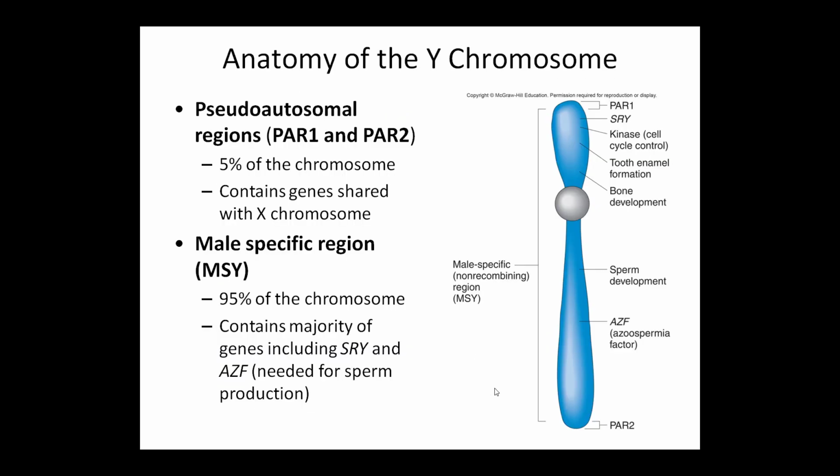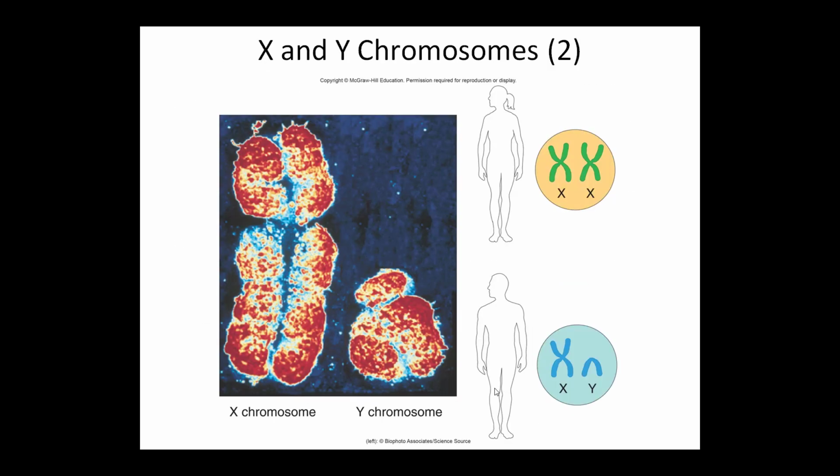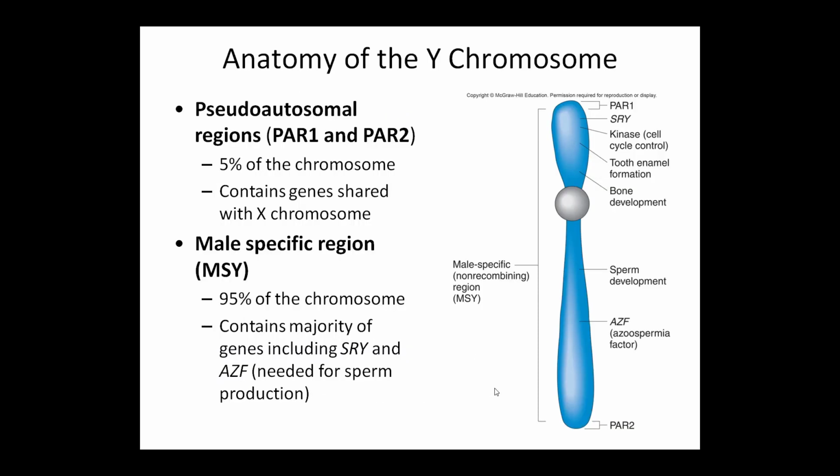And so here we have again a picture of an X and a Y chromosome. One question you might have: during meiosis, how do the X and Y chromosomes line up in males if they are so different? It turns out that on the Y chromosome and on the X chromosome, there are regions called PAR, pseudo-autosomal regions. These are the genes that are shared between the X and Y chromosomes. So in the PAR1 and PAR2 regions, you actually have genes which are shared between X and Y chromosomes.